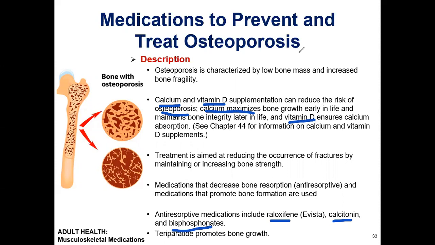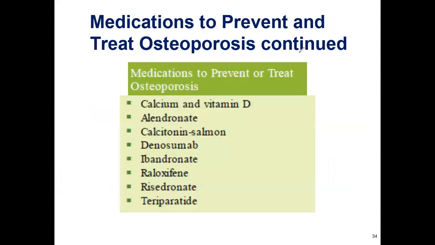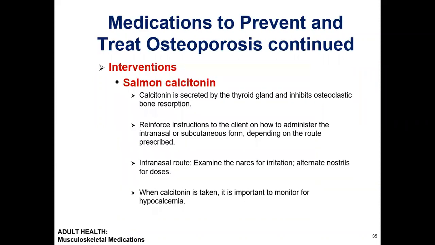Next here, what are the other medications listed? Let me read it. Calcium, vitamin D, or alendronate. We use alendronate. So alendronate is used for osteoporosis. Calcitonin, salmon, or raloxifene, risedronate, common drugs.